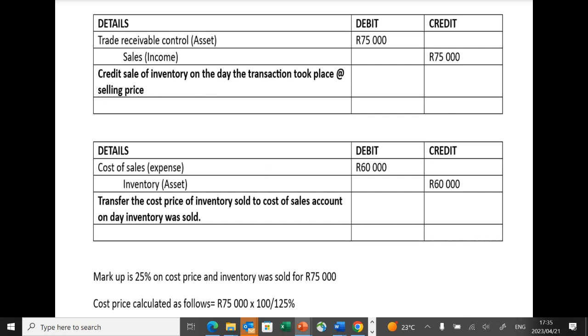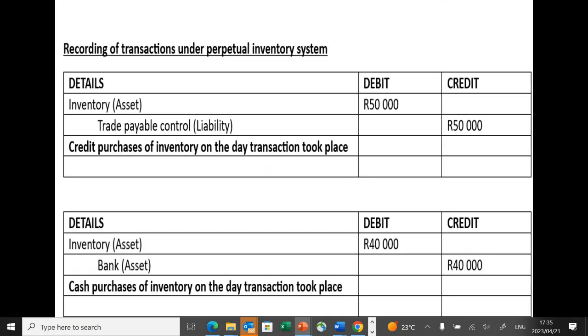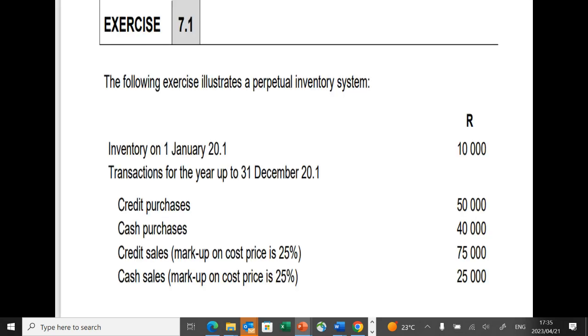If you were required to post these transactions now to your inventory account, the first one, okay, let me just go back a bit. On this information, you were told that the opening inventory was 10,000 on 1 January 20.1. Because we know inventory is an asset account, that balance brought down will be on the debit side. Because assets increase on the debit side, you're going to put that 10,000 on the debit side. That's what you're going to open with.